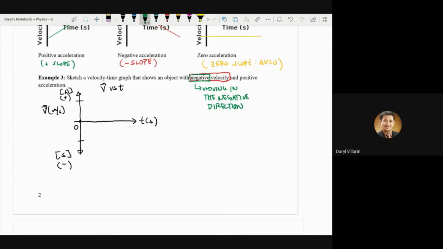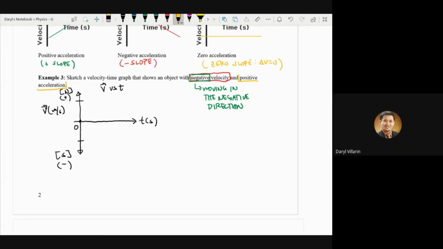That means that wherever we assign the negative direction, that would be the direction of the object. In our case, we use north as positive, so we assign positive for north, and negative for south, since the opposite of north is south. Therefore, south is the negative direction. So this particular object should be moving in the south direction. However, the acceleration should be positive.